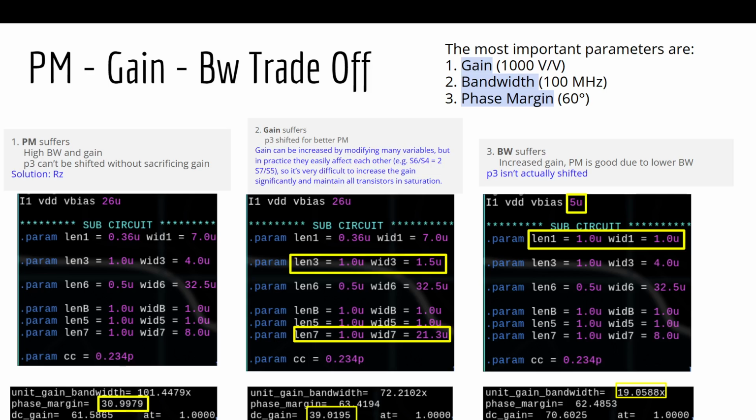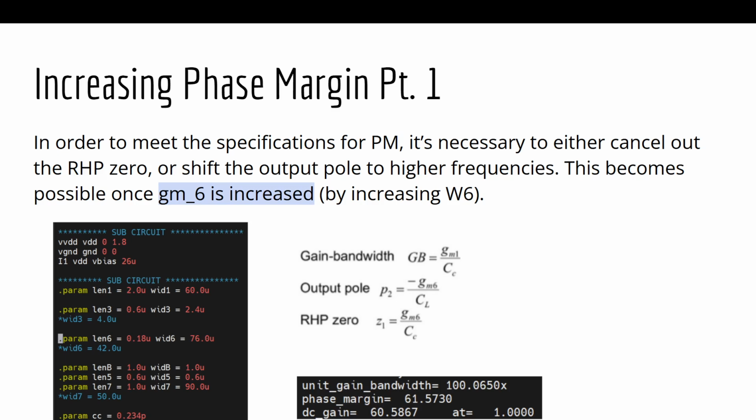Then we can notice the trade-off between the phase margin, gain, and bandwidth. Without making significant adjustments, it's quite difficult to keep all these three parameters high, so one of them will be sacrificed. But it's actually possible to keep gain and bandwidth high while increasing phase margin, and this is achieved by making the transistors much wider.